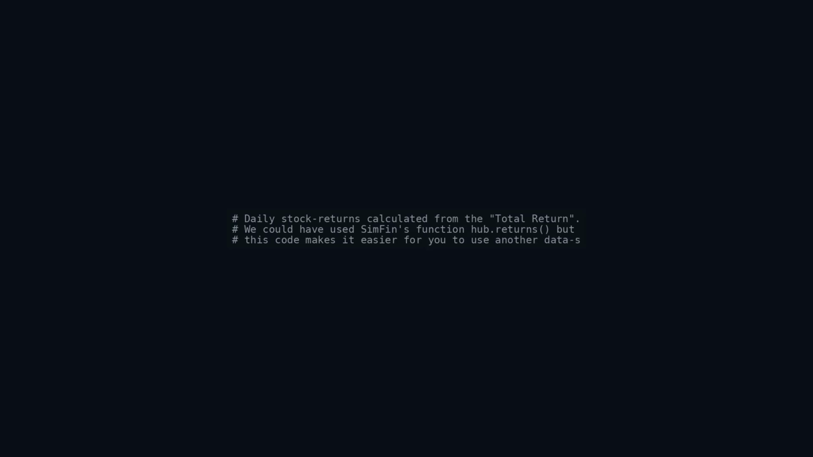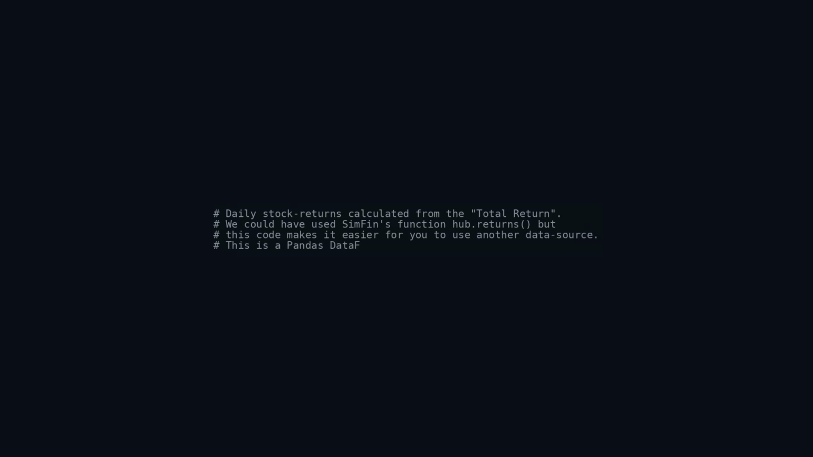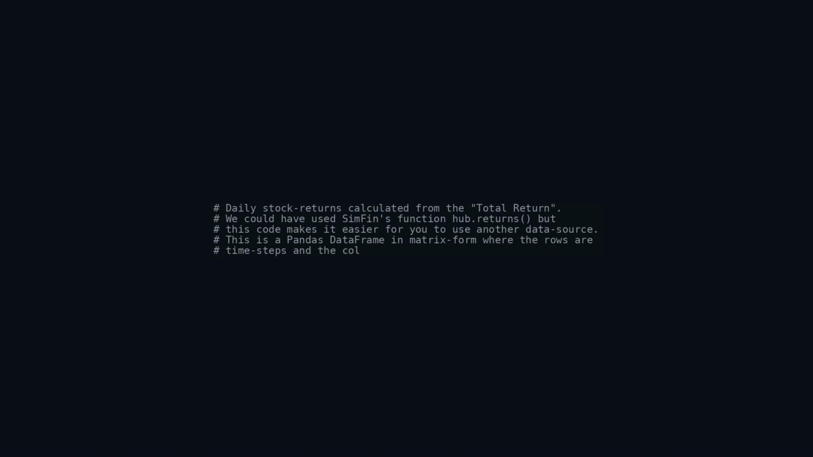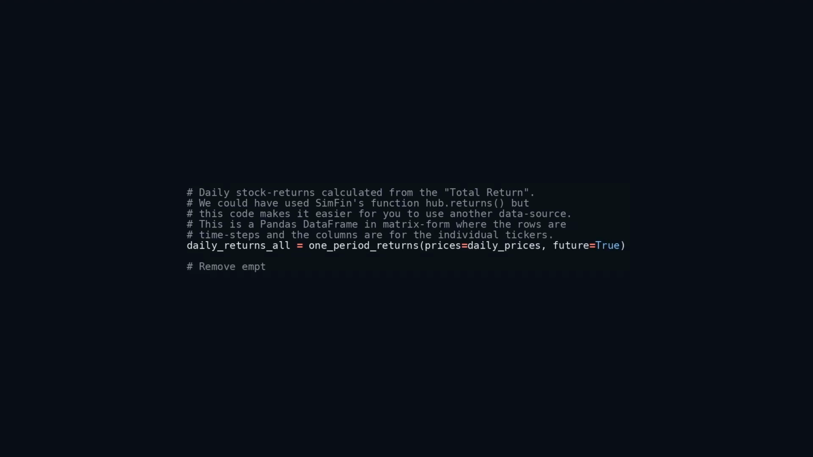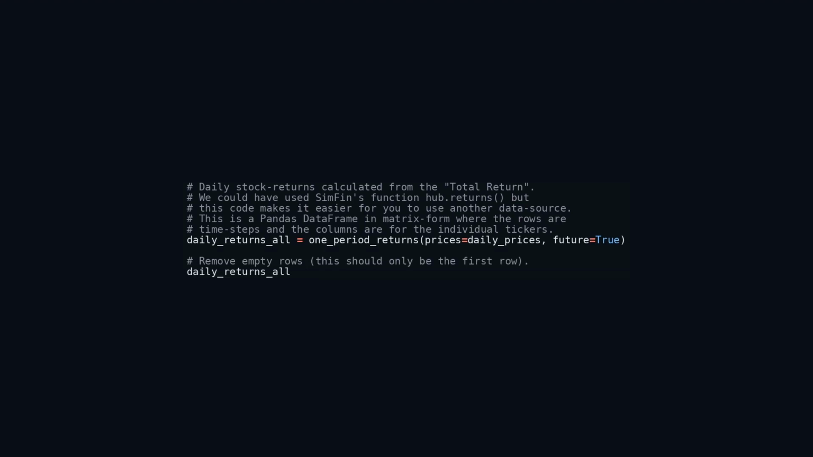This code snippet calculates the daily stock returns from the total return data provided using a function named n-period returns. This function computes the daily returns based on the given daily prices, with the parameter future true indicating the calculation of returns from today to tomorrow. After the returns are calculated, the code removes any empty rows, primarily focusing on the first row to clean up any invalid or incomplete data resulting from the calculations. The code then displays the first few rows of the data frame that contain the calculated daily returns for each ticker, with columns representing individual stocks and rows representing time steps.